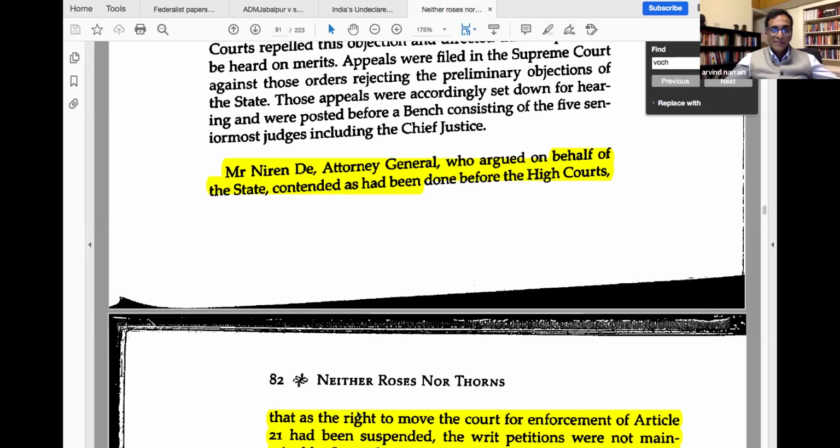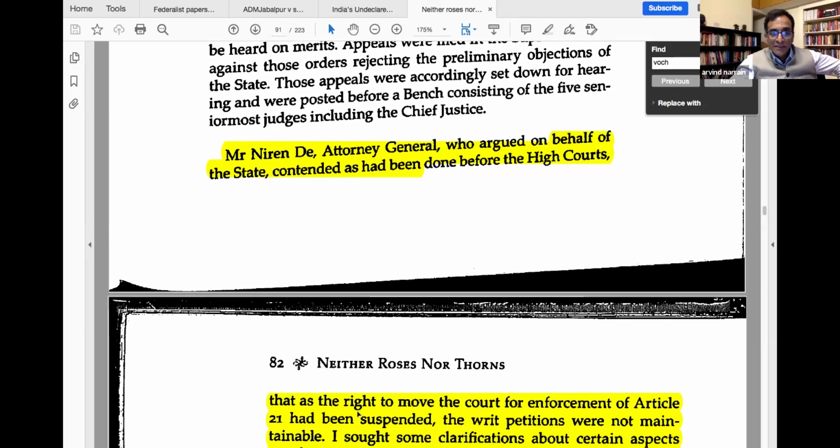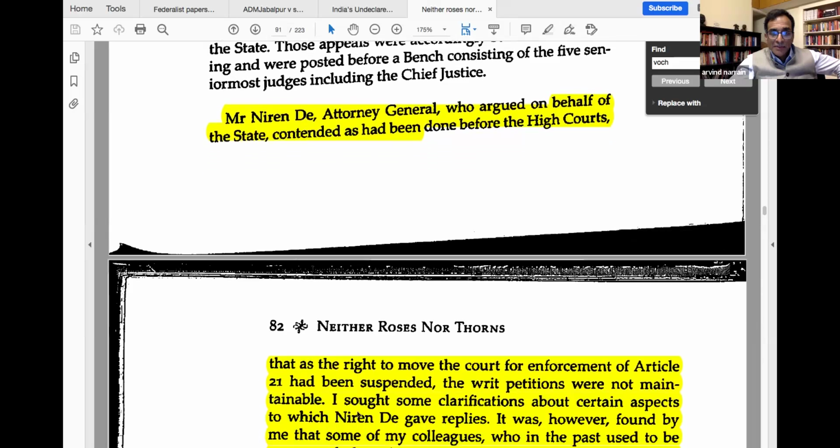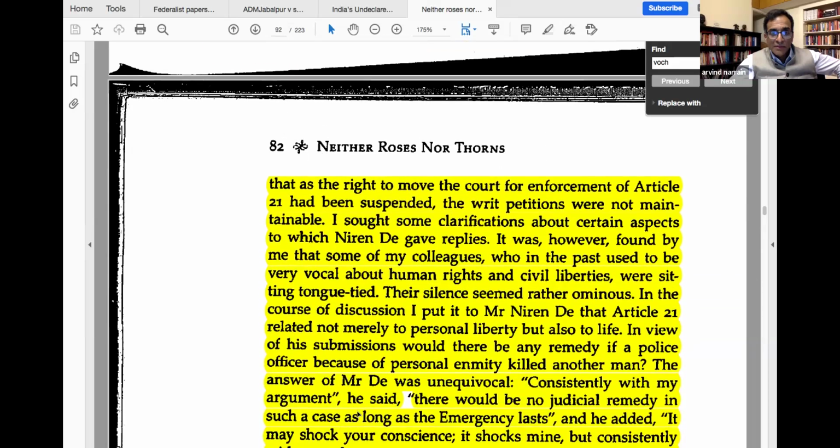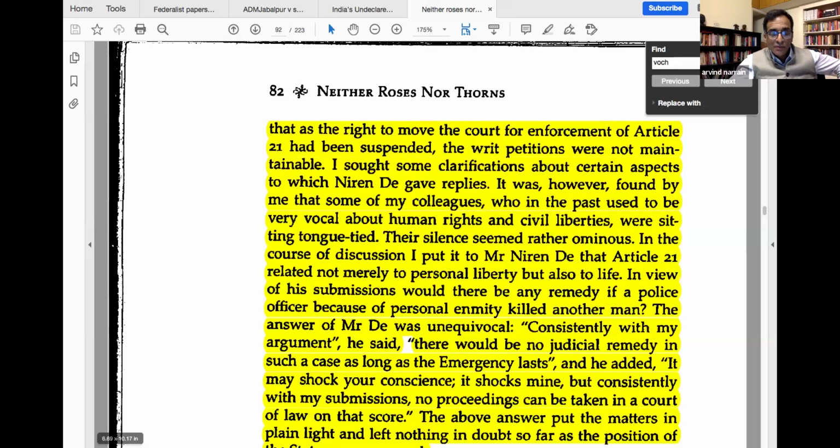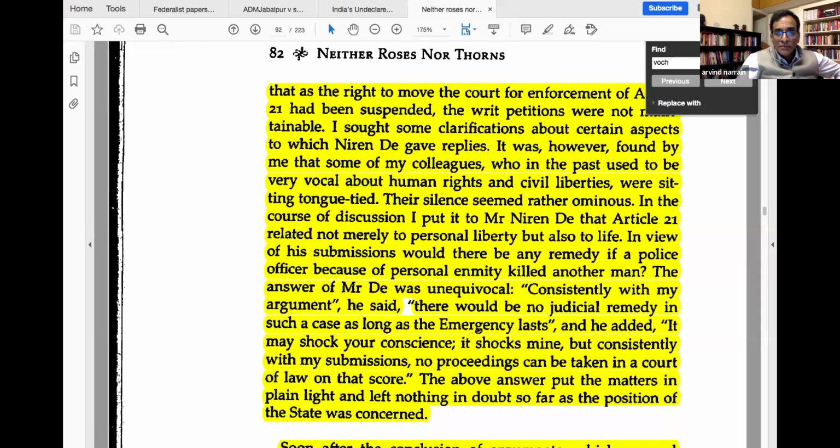Mr. Nirinde, Attorney General, who argued on behalf of the state, contended, as had been done before the High Courts, that as the right to move the court for enforcement of Article 21 has been suspended, writ petitions were not maintainable. I sought some clarifications about certain aspects, to which Nirinde gave replies. It was, however, found by me that some of my colleagues who in the past used to be very vocal about human rights and civil liberties were sitting tongue-tied. Their silence seemed rather ominous.